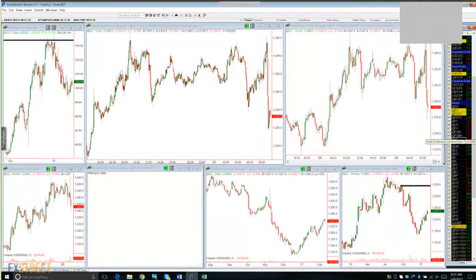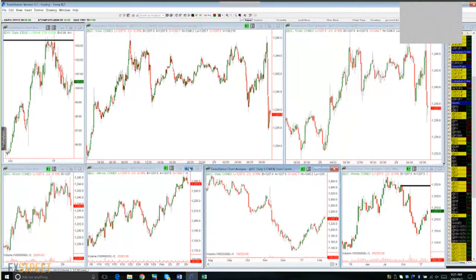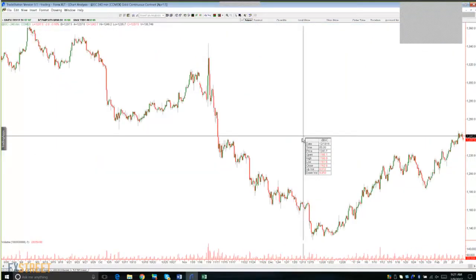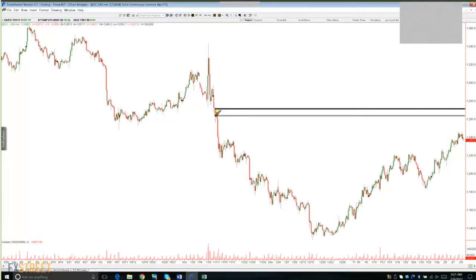There it is. So let's blow up this 4-hour chart. So gold is dropping here, but the level I wanted to point out to you, if we looked at gold APR, is this one up here. This is a nice level. So you're not that far away. I don't think it's going to get there today, but that looks like a pretty good level.